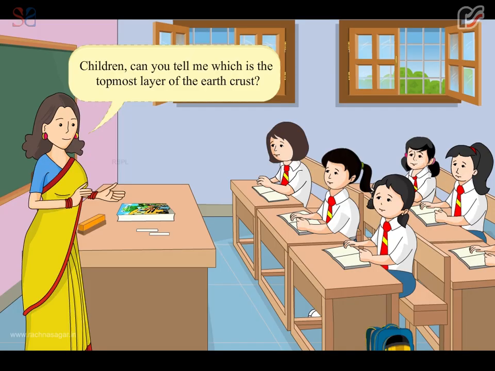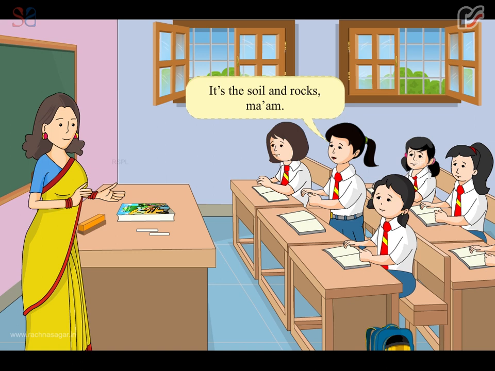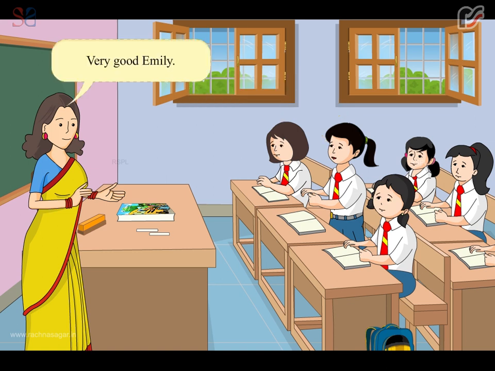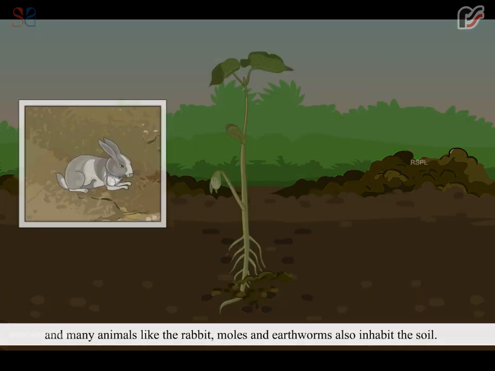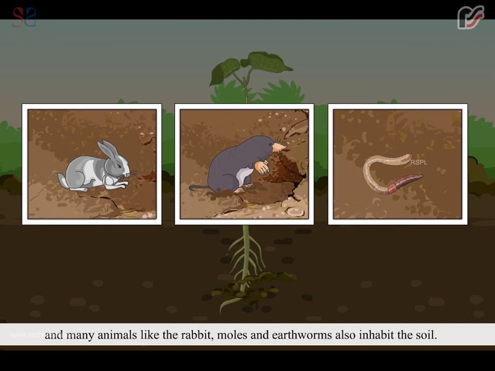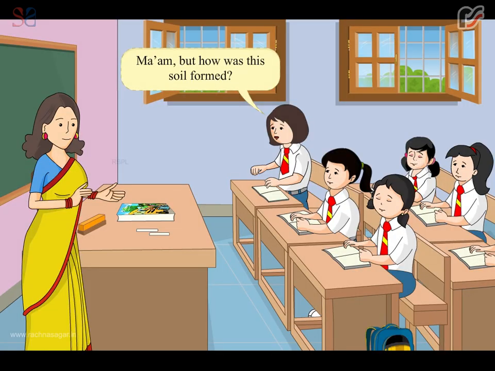Children, can you tell me which is the topmost layer of the earth crust? It's the soil and rocks, ma'am. Very good, Emily. Soil is an important medium for plant growth, and many animals like the rabbit, moles, and earthworms also inhabit the soil. Ma'am, but how was this soil formed?